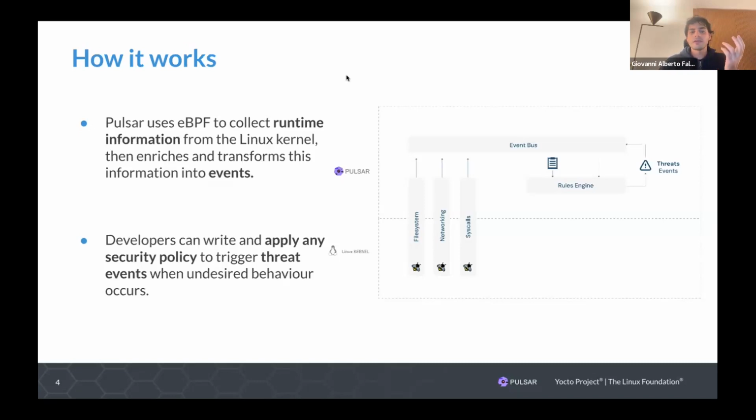And finally, when we have some particular conditions that are user-defined, which we call security policies, when these security policies are triggered or are met by any particular Pulsar event, Pulsar generates a threat event. So essentially, this is the whole flow. We collect information from the Linux kernel, transform it into events, apply user-defined security policies on top of those events. If the policies are met, we get a threat event or an alert.